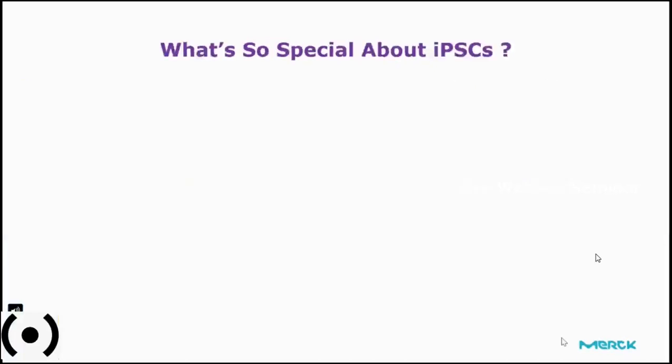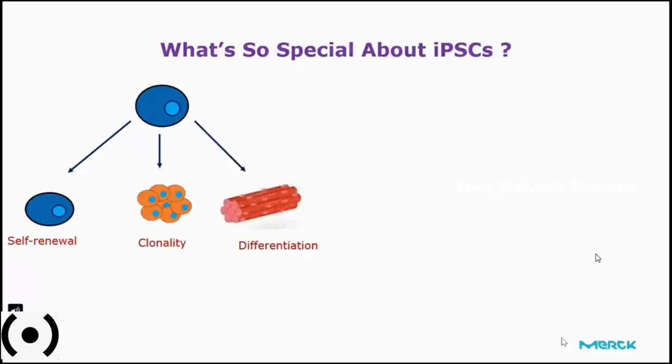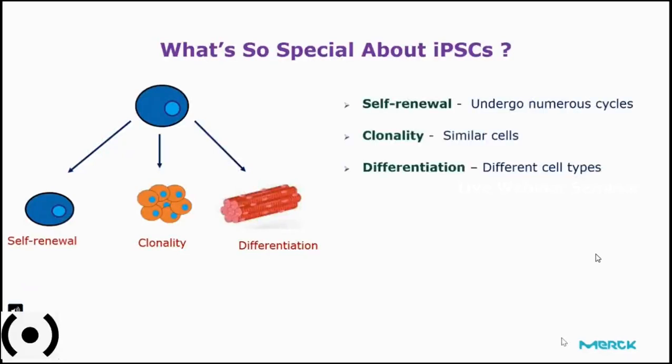Now the question is, what is so special about iPSCs, right? iPSCs are like embryonic stem cells. They have the capability of cell renewal, the capability of clonality, and they can give rise to any body cell types, right? Cell renewal means they undergo numerous cycles, keep on dividing. Clonality means they can divide and generate similar cells. And differentiation means when you provide the right growth factor, the right environment, they can differentiate into any body cell types.